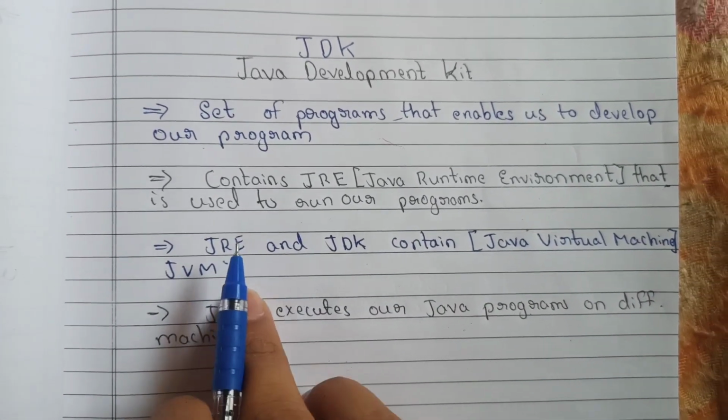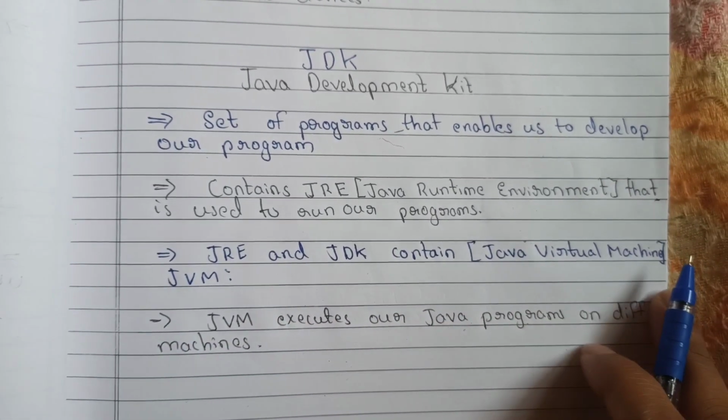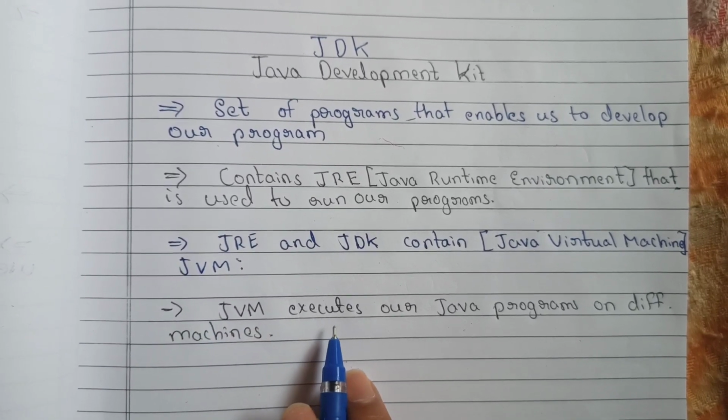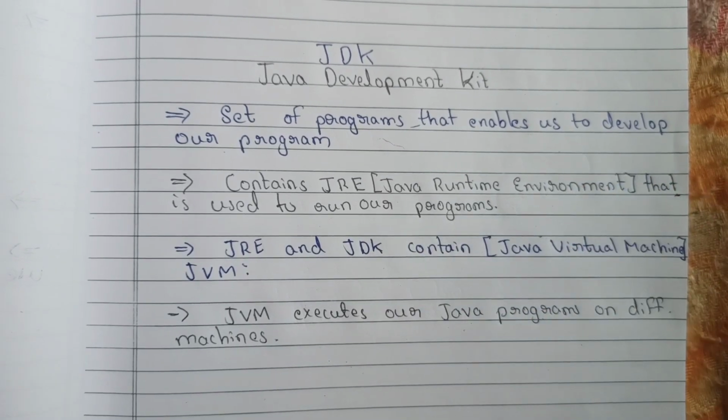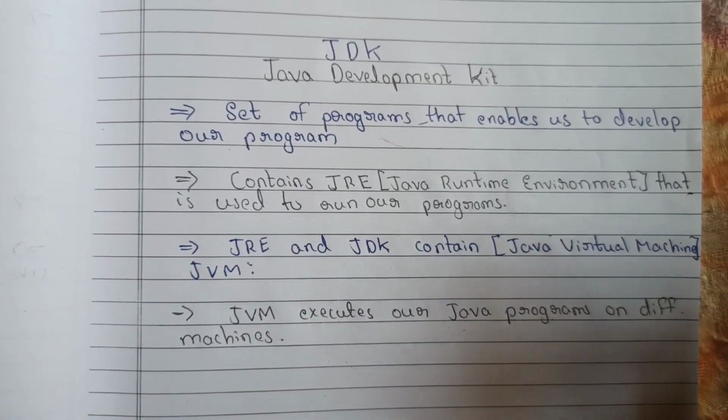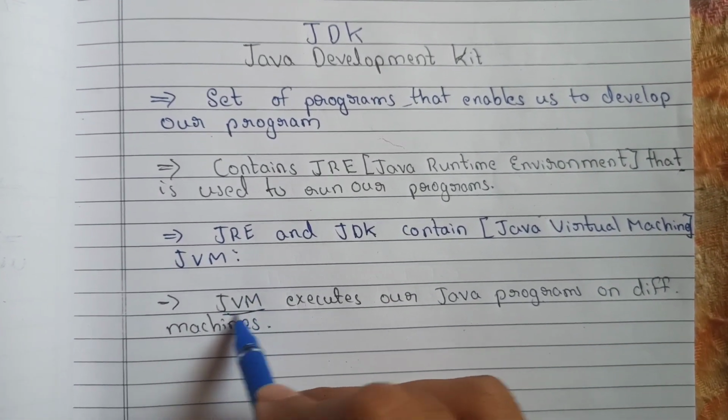It contains JRE, and the JDK contains the Java Virtual Machine. The Java Virtual Machine executes our Java program on different machines. It enables Java to be a machine independent language because of the JVM.